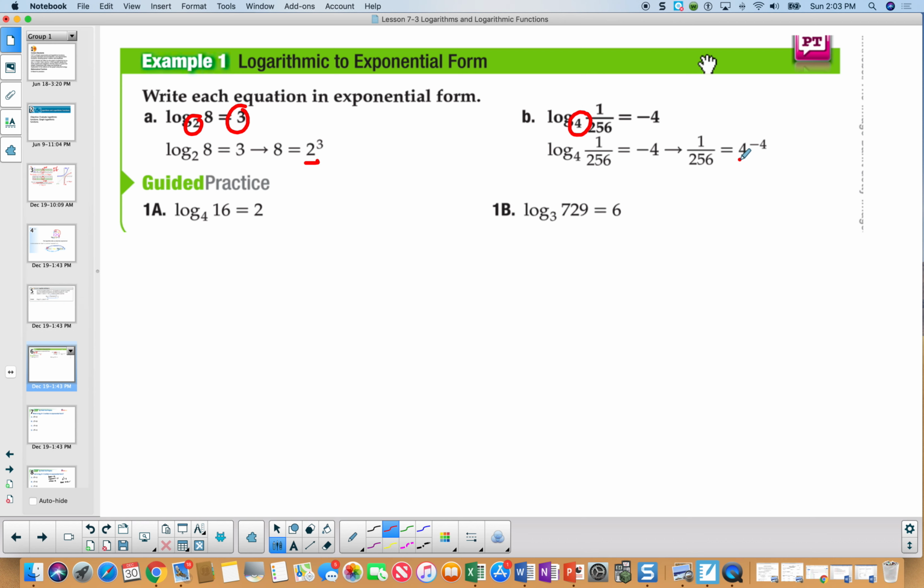4 is the base. The log is the exponent. This log expression represents the exponent, -4. And then here's the argument right here. And that 4 to the -4th power is 1 over 256. Let me start from scratch. This is my base. This is my exponent. And it equals the argument of the log, which is 16. And that looks correct. This is my base. This is my exponent. And it equals the argument of the log, which is 729.